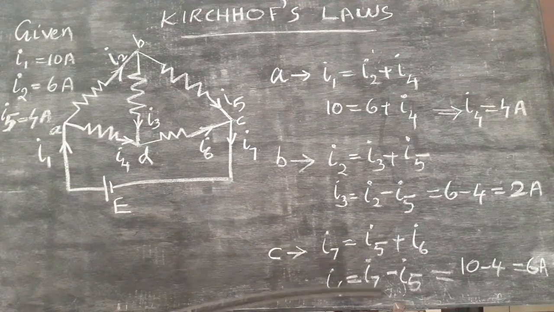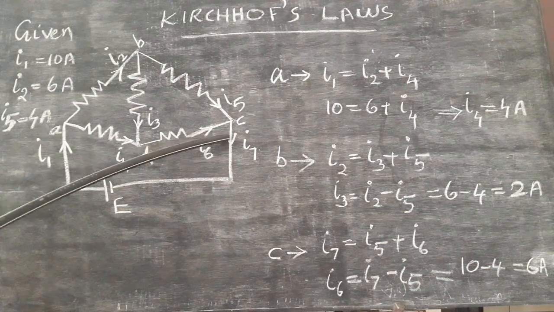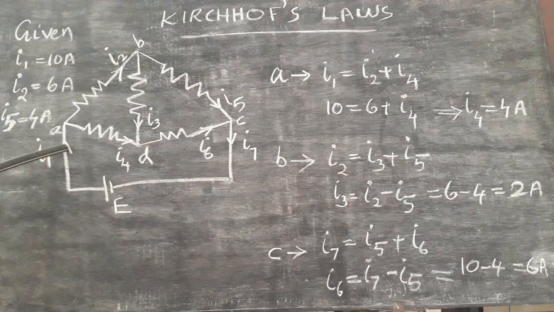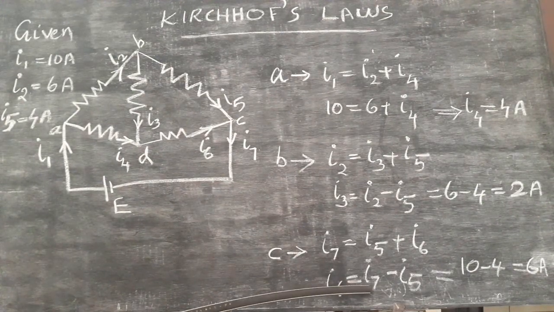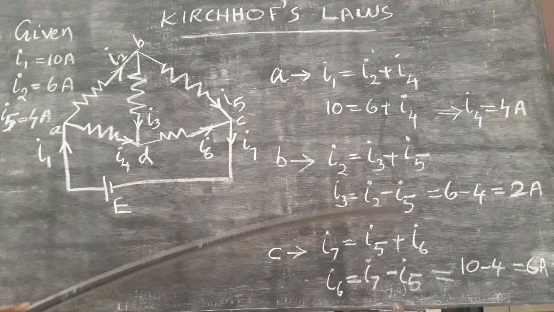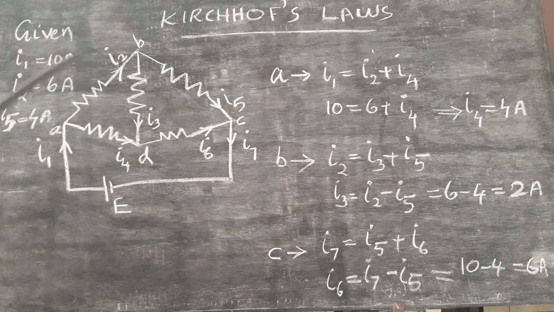What is I7? I7 is equal to I1. Therefore, I1 is equal to 10 ampere, so I7 is also 10 ampere. Then I5 is equal to 4. Then 10 minus 4 equal to 6 ampere. Now, we have calculated all branch currents using KCL.